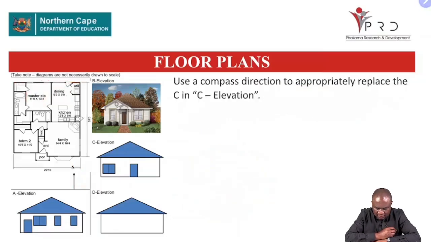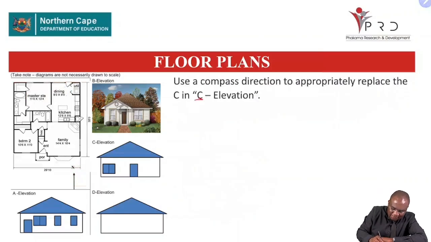Use the compass direction to appropriately replace C. What is elevation C? Where is C? This one. Which elevation is this? Where we have a window and a door, nothing else. Here we have a window, a door, and a window, so that is out. We don't have a window there, it's out. Window, window, window, window, door, is out.